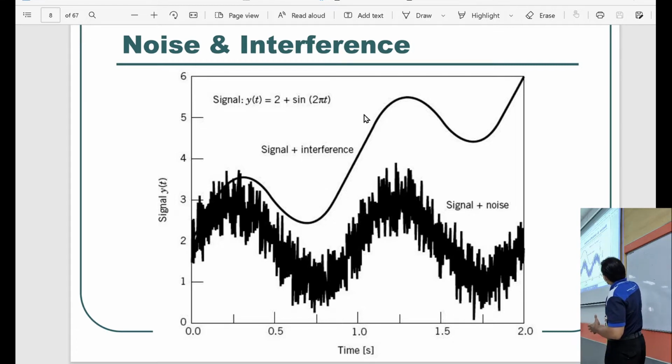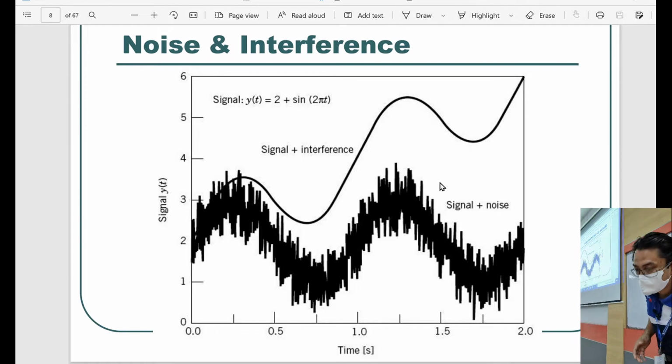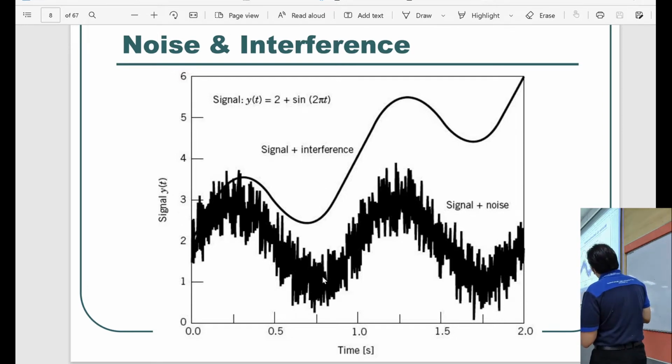So it's actually a very clean signal, but it is added with the noise, which affects the original signal. Imagine that the signal is the same as this one, the original. But because of the noise, the signal is hidden inside the noise. But still we can see the shape.